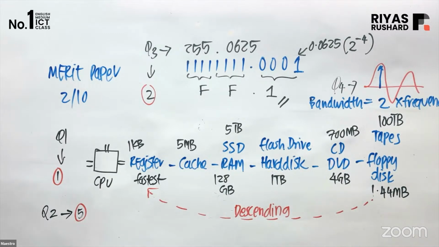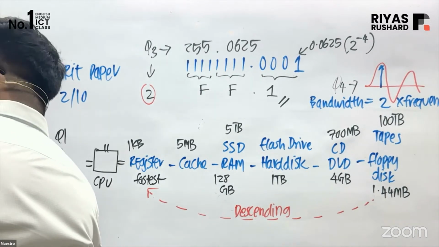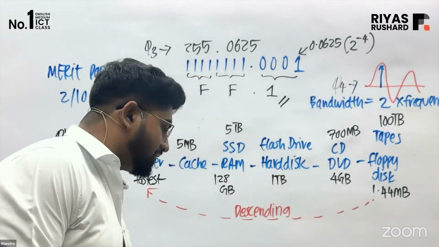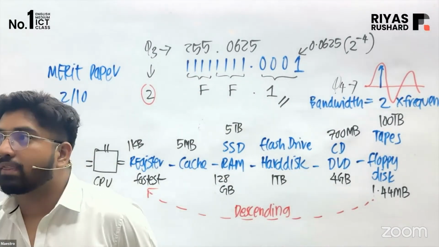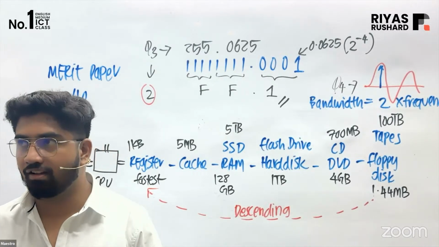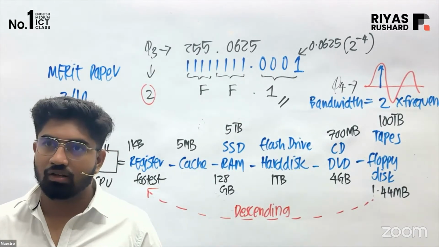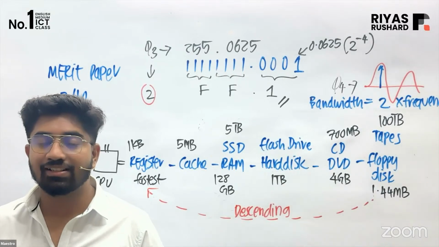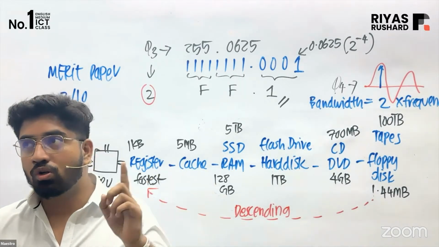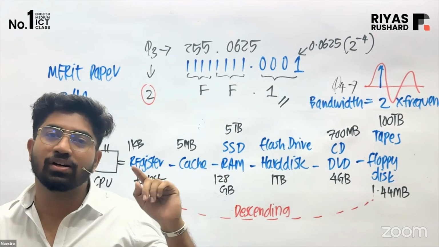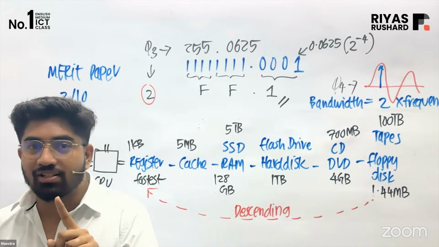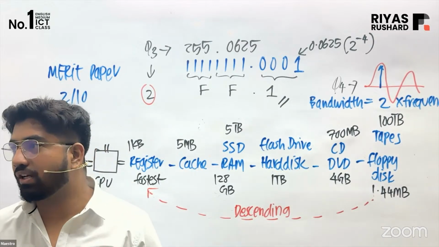So in question number 3, the answer is the first one. The first one and the second one are two different things. 255.5 hour, that's the first one. 255.0.625 hour is the second one. Two different things. 1.0 and 0.1 have two different meanings.